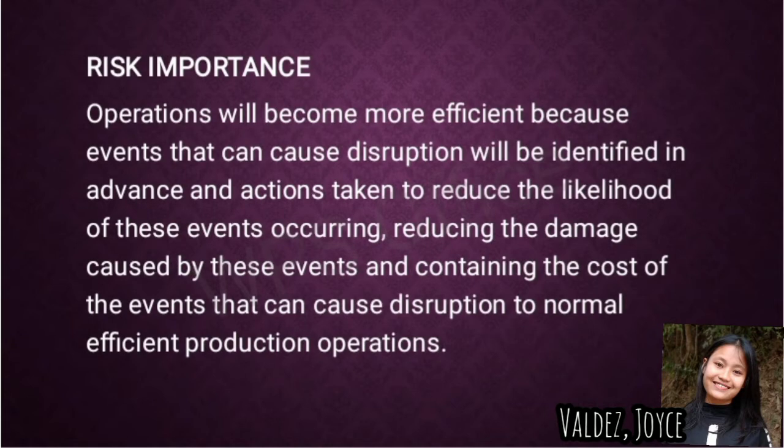Next is the importance of risk. First is operations will become more efficient because events that can cause disruption will be identified in advance and actions taken to reduce the likelihood of these events occurring, reducing the damage caused by these events and containing the cost of the events that can cause disruption to normal efficient production operations.